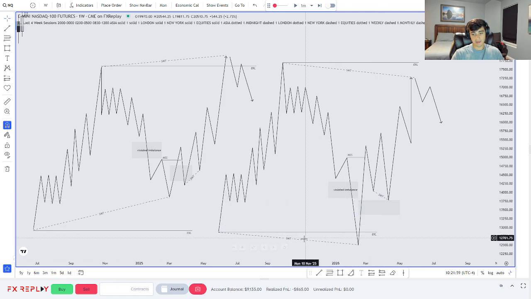So here's our higher time frame directional SMT, right? Because this is going to indicate a change in direction. And then we have our lower time frame momentum SMT, and this is going to confirm the start of the expansion move. So that's what we're looking for.